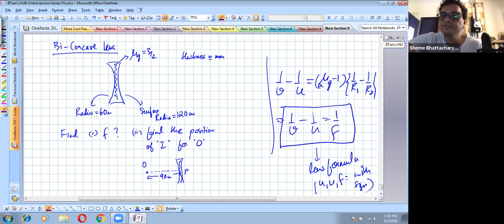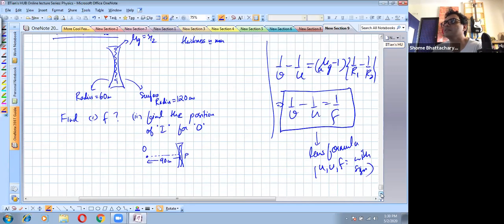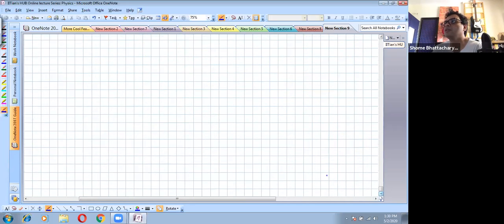Okay, so people just going through your answers. Focal length, okay. Yeah, so this time you will see it will work out to be a diverging lens of focal length something, 80 centimeters I think or whatever.